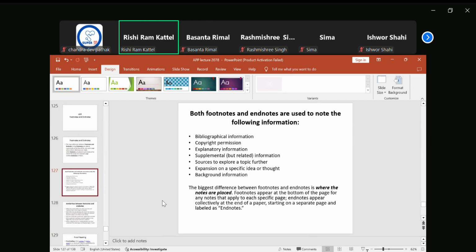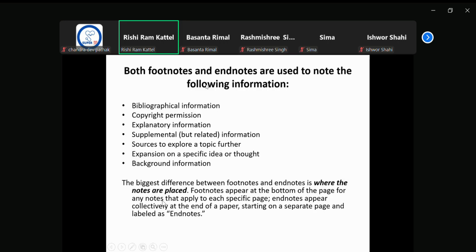Both footnotes and endnotes are used for the same purpose. Normally, they serve purposes like bibliographical information, copyright permission, explanatory information, supplementary but related information, sources to explore the topic further, expansion on a specific idea or thought, and background information. The biggest difference between footnote and endnote is where the notes are placed.